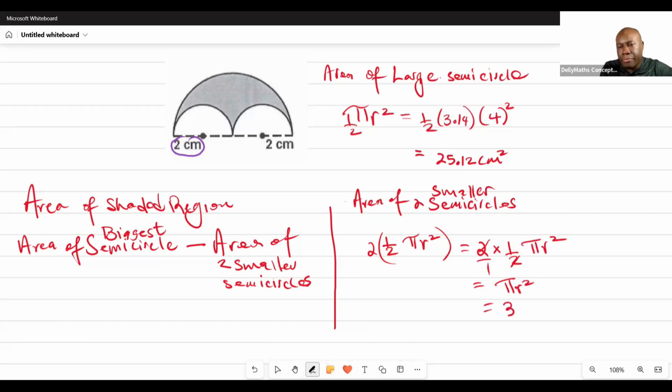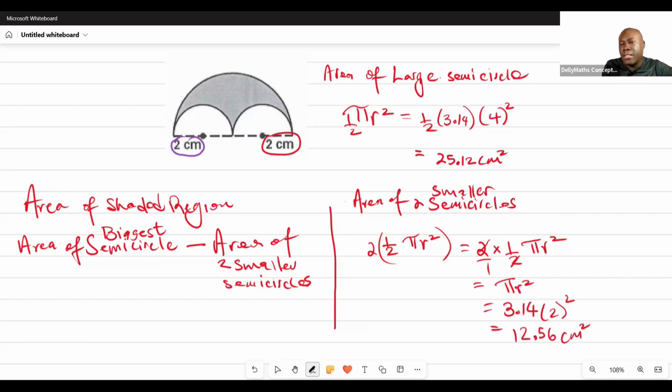So it's going to be pi, r is 2, square. So we're looking at 3.14 times 4. And this is giving us some 12.56 in the unit.